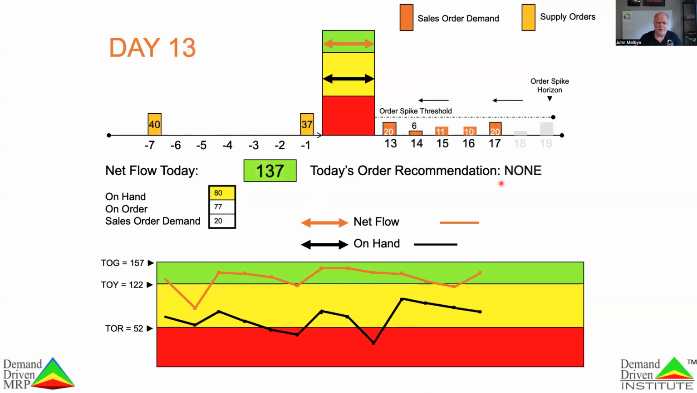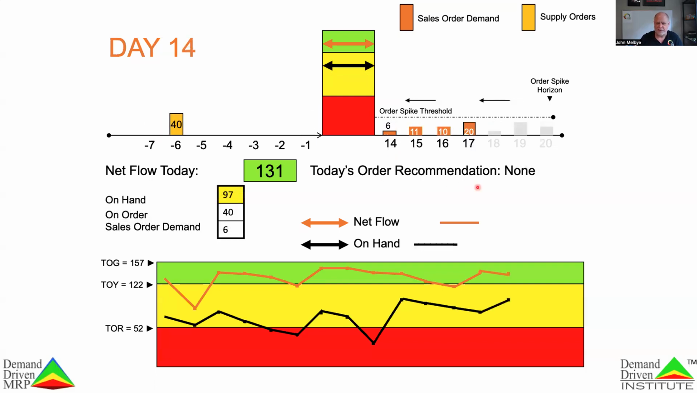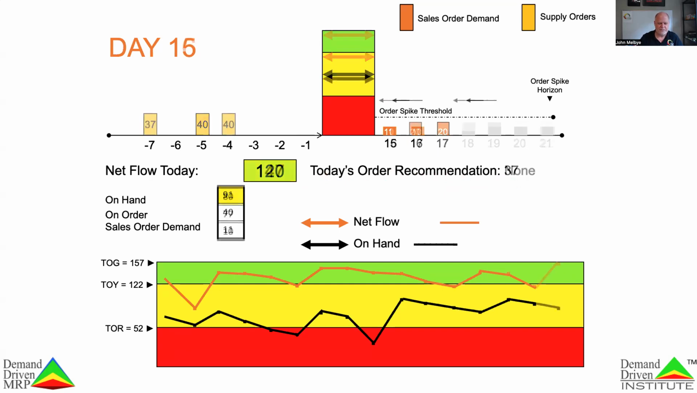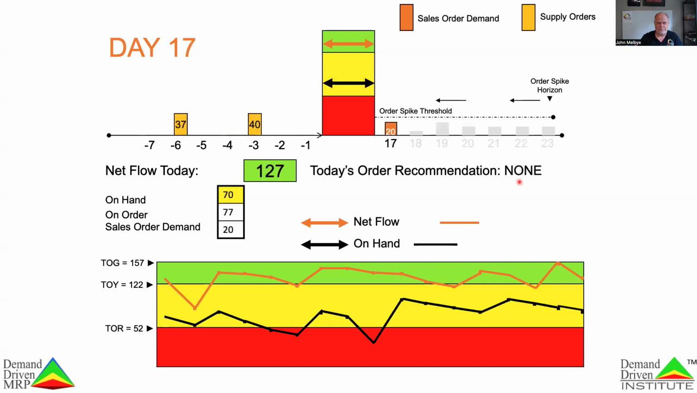Day 13, you see my order for 40 came in here. I still have no spikes that I need to worry about. I'm in the green with my net flow, so I don't need to place an order. Day 14, I'm still in the green with my net flow, so no order is needed. Day 15, I've dropped into the yellow on my net flow, so I'm going to order up to the top of green, which is an order of 37. Day 16, I've got 147 in my net flow, still in the green, no orders today. Day 17, no orders today because my net flow is still in the green.